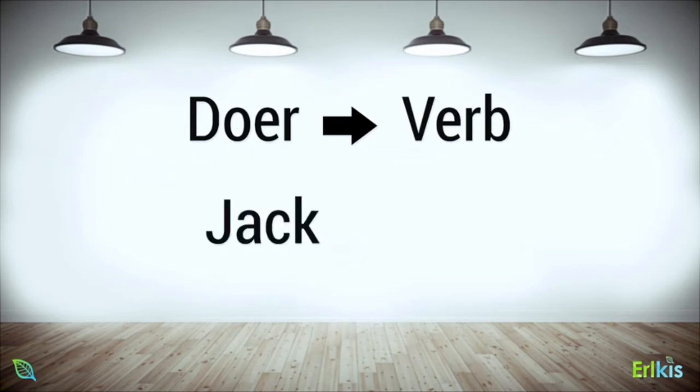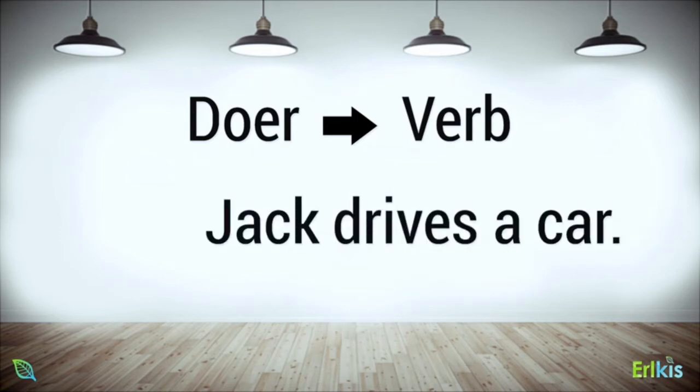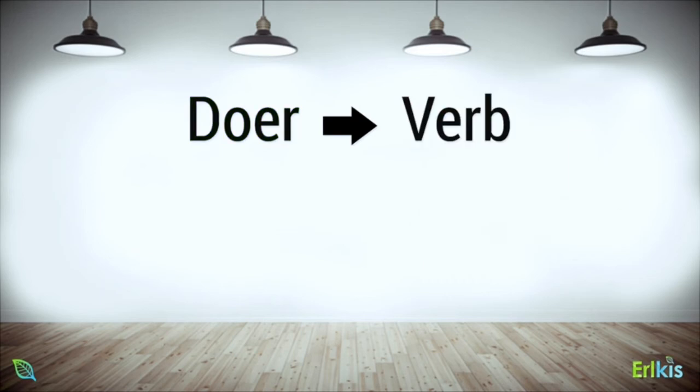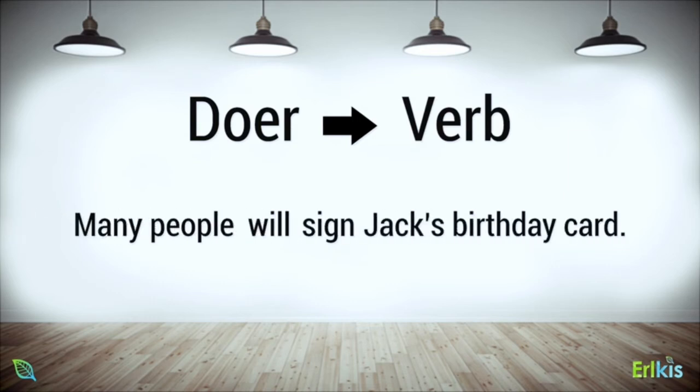For example, Jack drives a car. Jack drives a car. When we write this sentence, one would ask, who drives a car? Jack, right? And what is our verb? Drives. Okay. So Jack is doing the action of driving. He is the doer. In the other example, many people will sign Jack's birthday card.